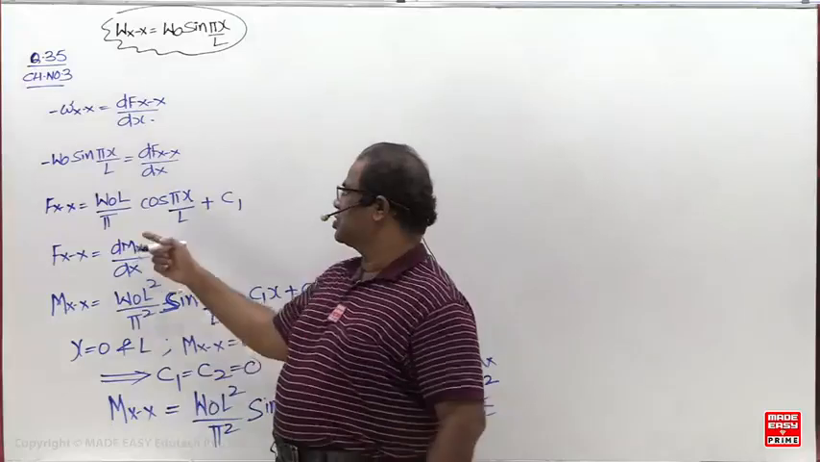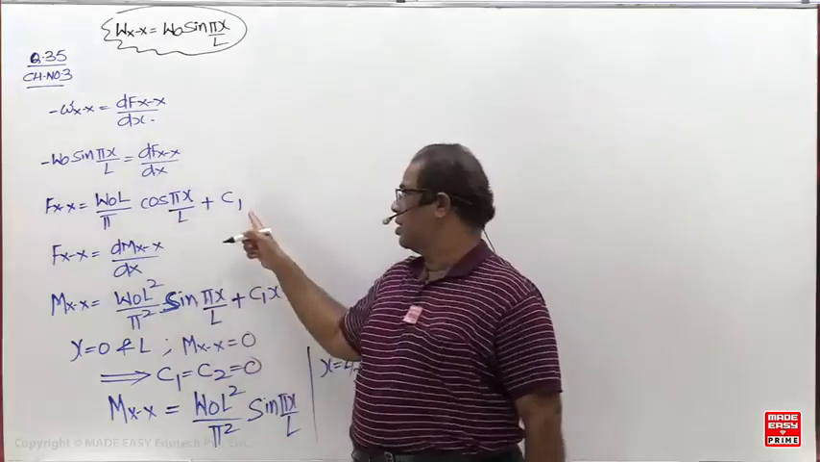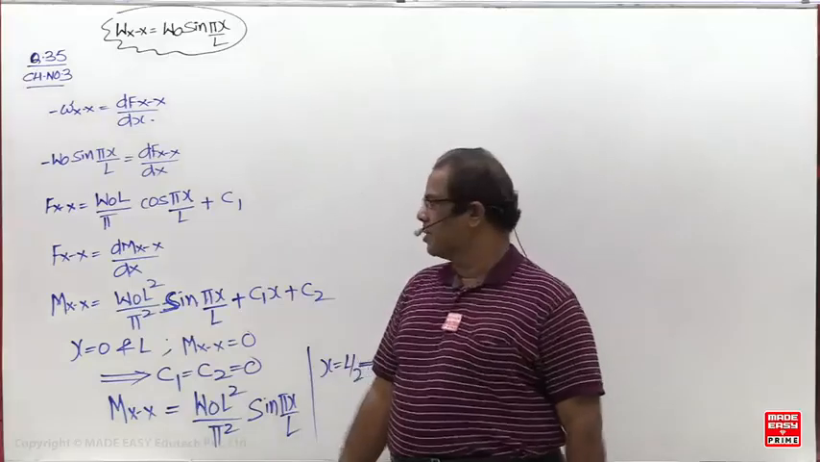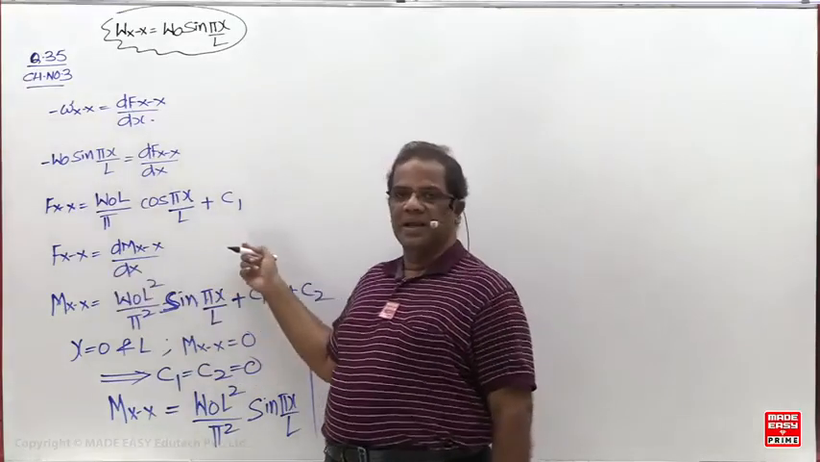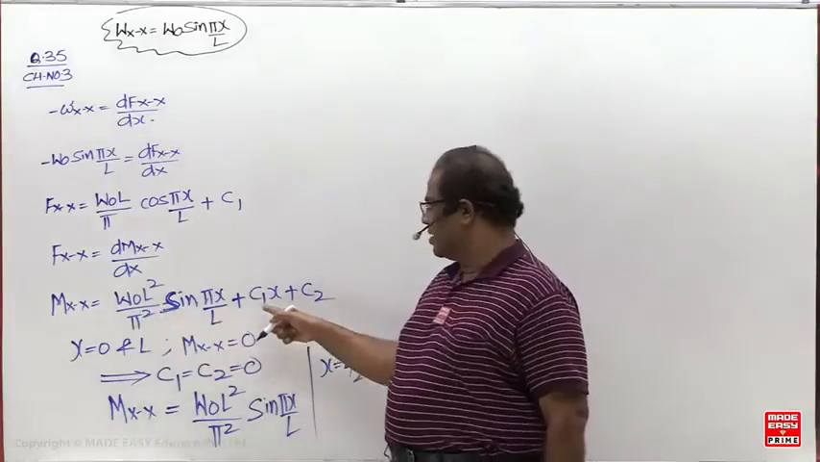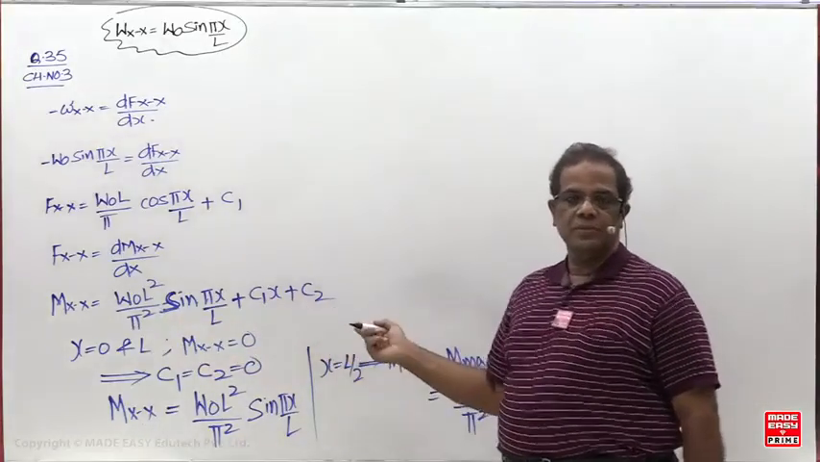Then with the first integration, you are going to get a shear force equation with C1, but we don't know the boundary condition for the shear force. Next, F equal to dm by dx. One more integration gives the bending moment equation, C1x plus C2.